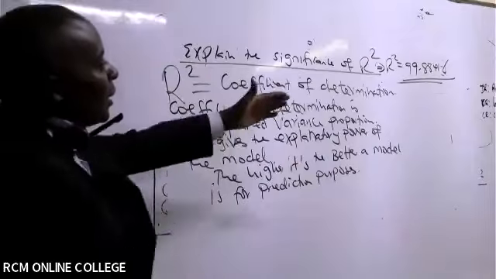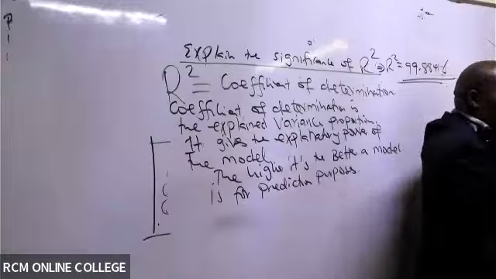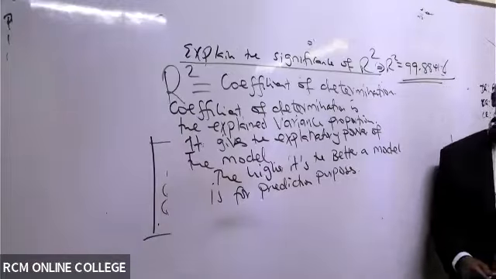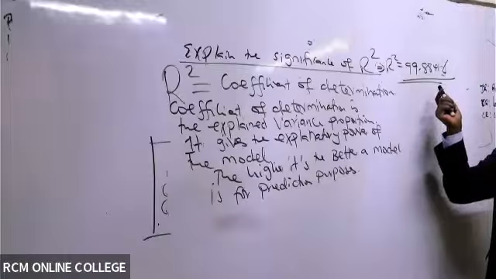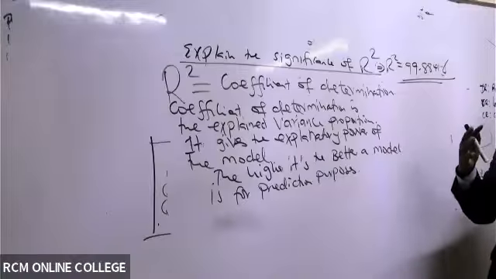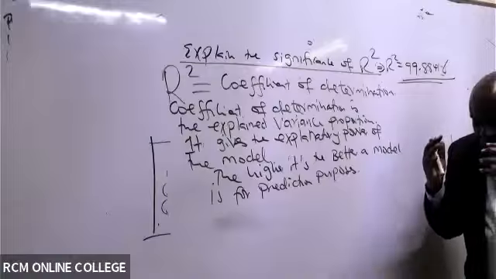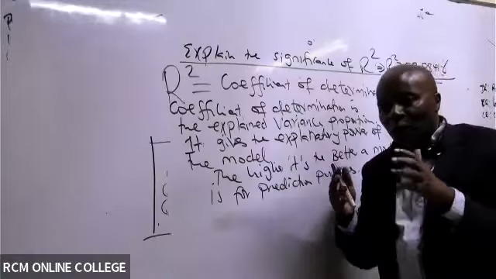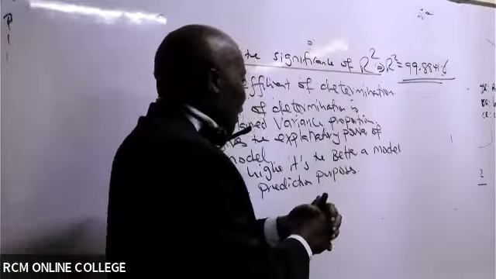So you can see this is almost 100%, because 100% is the highest level for R squared. This is 99 point something. So this is very high, meaning that our model has a very high explanatory power. It means automatically that the predictions this model will give us will be very accurate.